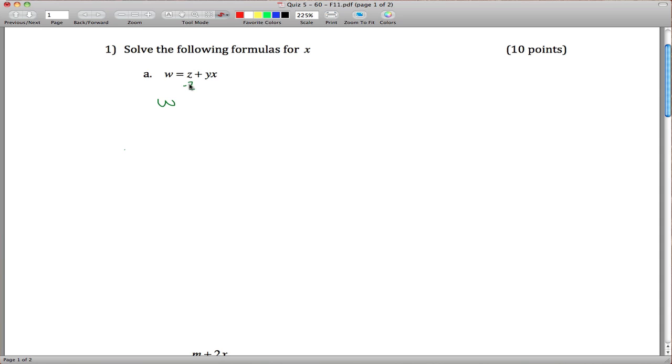Maybe I should write that up here. And what that'll give us on the left is just w minus z. And on the right, we'll just have y times x left. So from here, to get x all by itself, we'll divide both sides by y and get x equals w minus z divided by y, which is your answer.